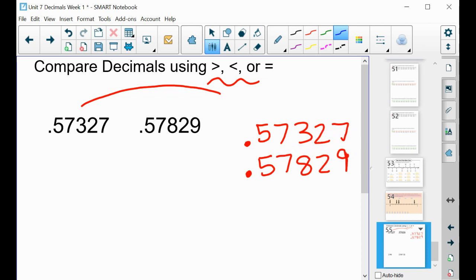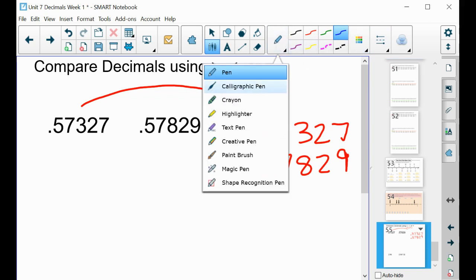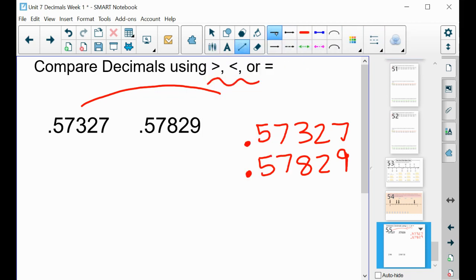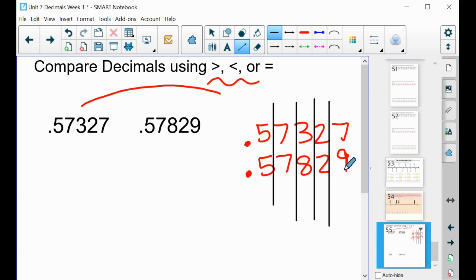Okay. Now, once you've done that, I've also noticed that some fifth graders, to stay organized, like to put lines down to make sure that when they are comparing tenths to tenths, hundredths to hundredths, thousandths to thousandths, they're comparing the right numbers. If you do not line these up correctly, it's going to be really hard to use this strategy to compare.